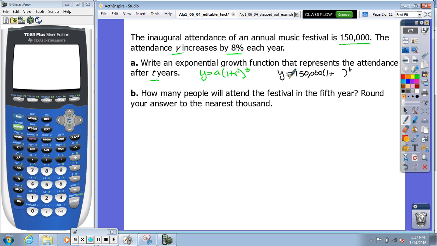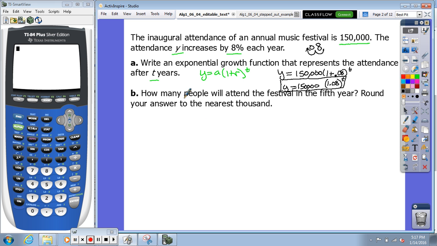our rate. Our rate is 8%, but we don't add with a percentage. So remember that if we have 8%, when we're trying to go to a decimal, we move the decimal place this way 2 places, so it becomes 0.08. So 1 plus 0.08 is 1.08, and so we just rewrite our equation, y equals 150,000 times 1.08 to the t. And this is going to be our equation that will predict the attendance after t number of years.